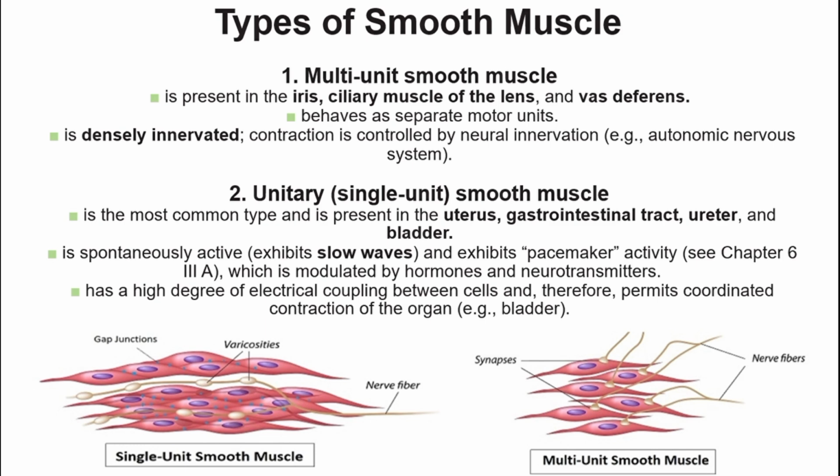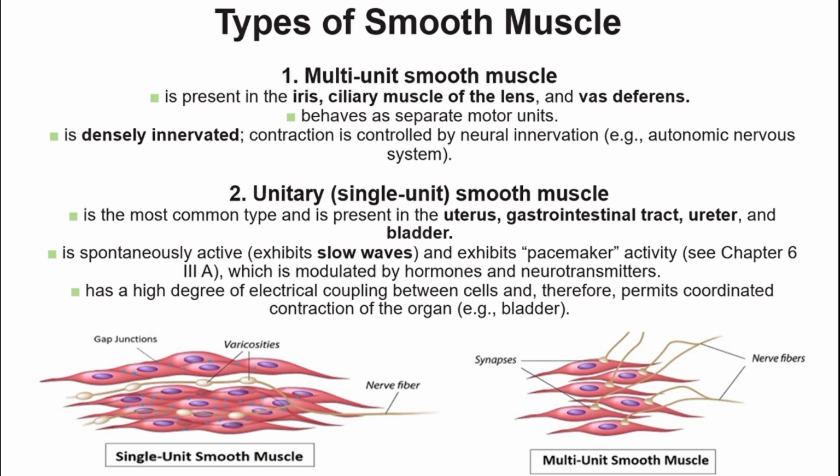Okay, so it is important to note that there are actually two subtypes of smooth muscle tissue. One is the multi-unit smooth muscle, and the other is unitary or single unit smooth muscle. And single versus multi refers to the number of nerve fibers required to activate the smooth muscle tissue. The single unit smooth muscle, or the unitary smooth muscle, is innervated by only one or very few nerve fibers per bundle.